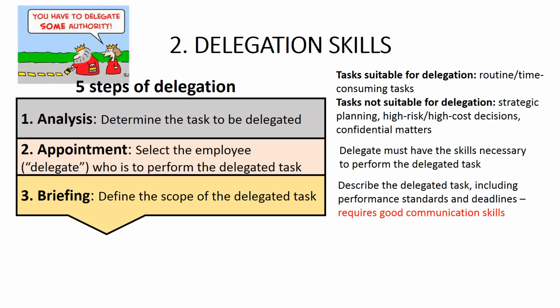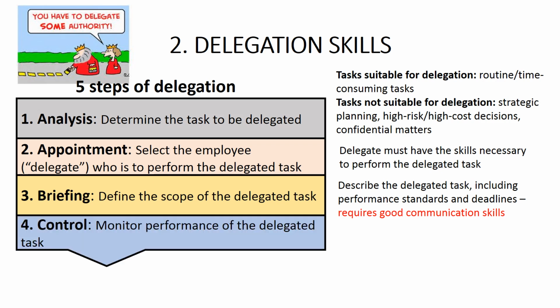They need to understand what standard they have to perform that task to, and they also need to understand the deadlines, that is, the times by which the task has to be performed. This clearly means that the manager needs to have good communication skills because the manager needs to be clear in communicating all of these things to the employee. So you can see here there is a clear link between delegation skills and the communication skills that we've already looked at.